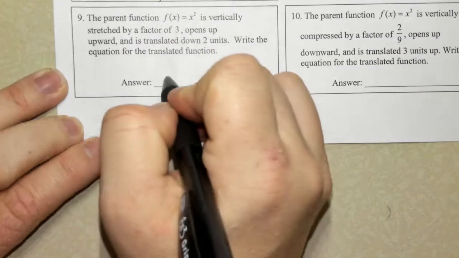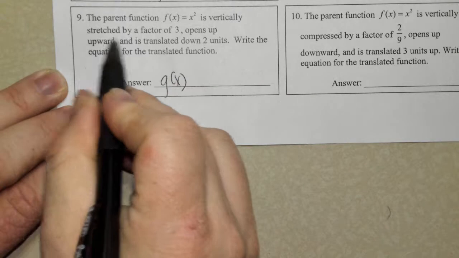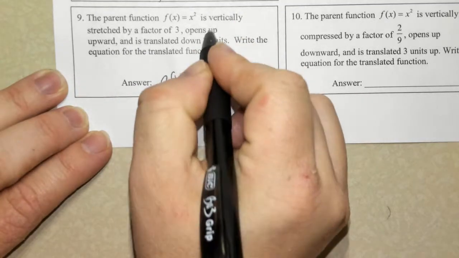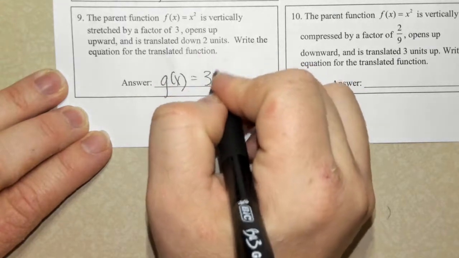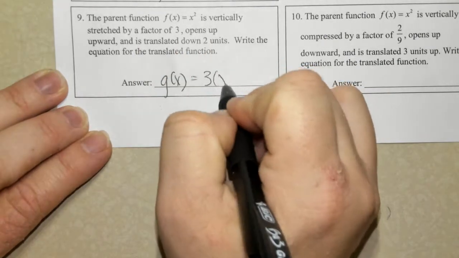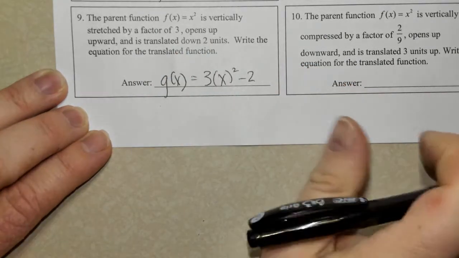Number 9. Stretched by a factor of 3. Opens upward. Is translated 2 units down. Okay, nothing to the left or right, and 2 units down.